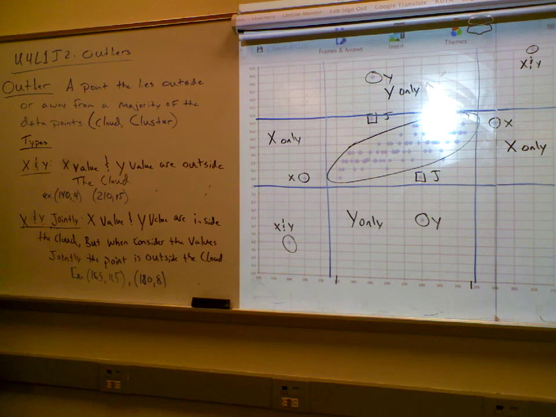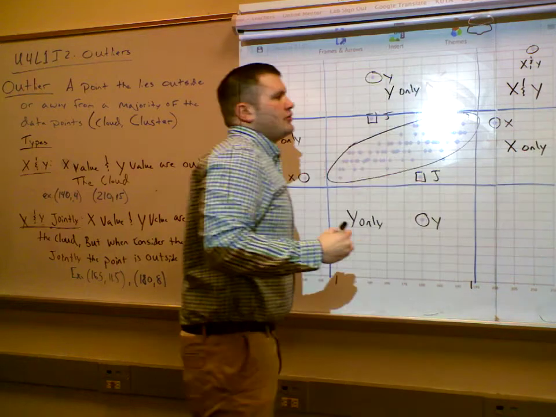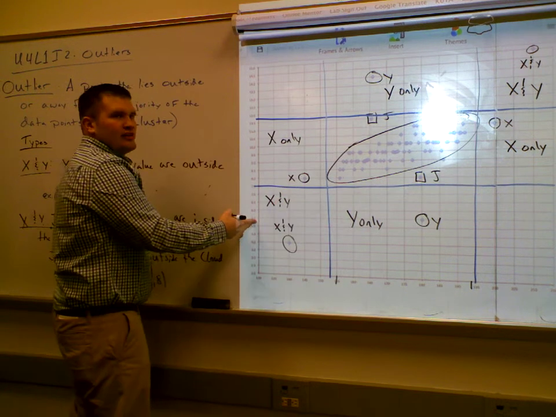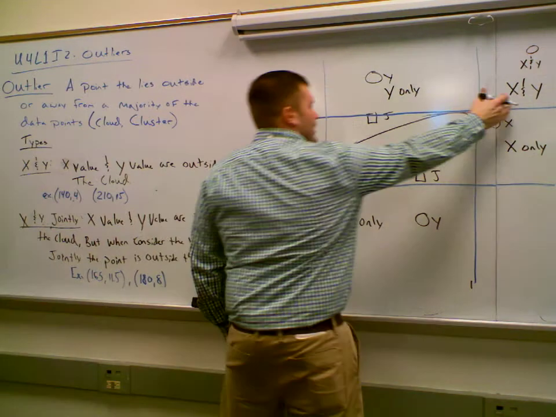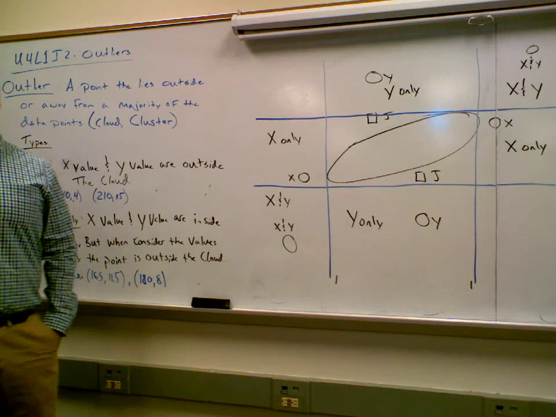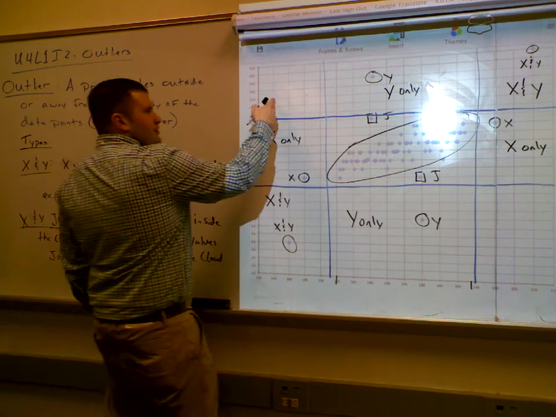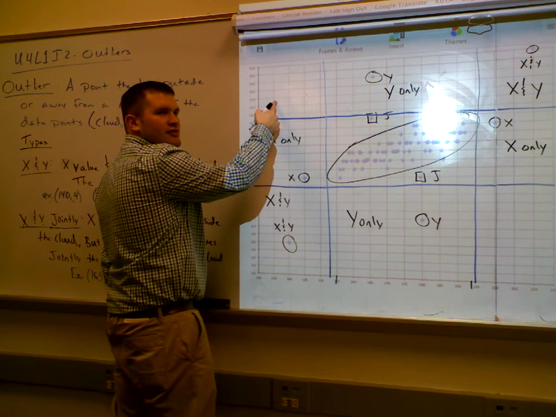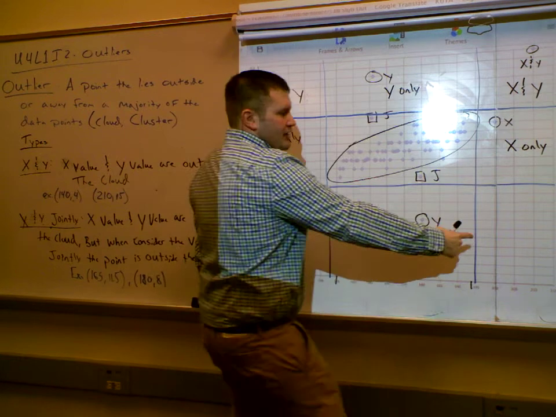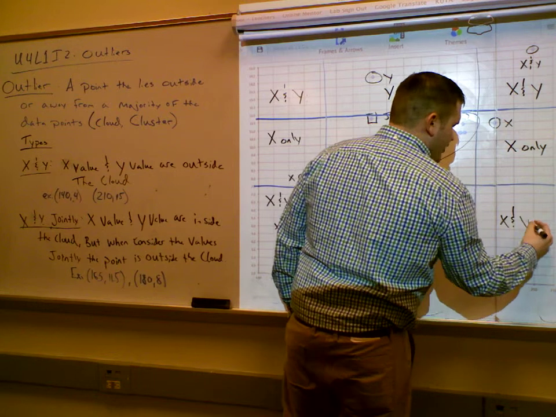Where's an X and Y outlier, Bruno? Top right corner. So this is an X and Y outlier. Where else? Bottom left. Here the X's and Y's are too small. Here the X's and Y's are too big. Any other locations? The other two corners. In this corner we have a small X but a big Y, so this will also be an X and Y. Down here we have a big X and small Y, so that's also an X and Y.